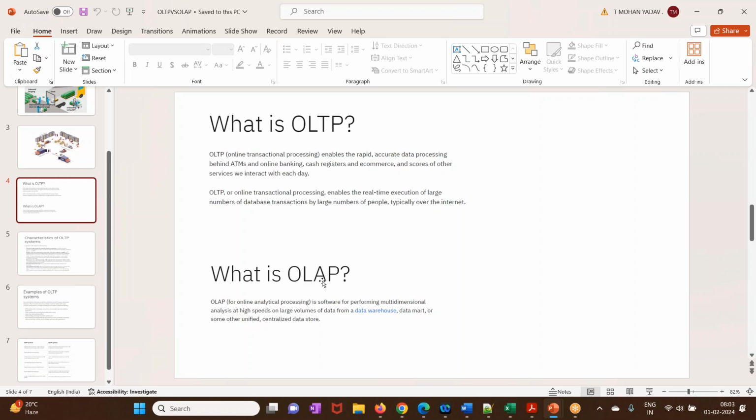whereas analytical processing systems or databases are used to perform the analysis. Transaction processing databases are used to perform the day-to-day transactions. Examples of transaction processing databases are Oracle, SQL Server, and the majority of RDBMS. And the analytical processing databases are Snowflake, Redshift, Azure Synapse. These are the major examples of analytical processing systems.